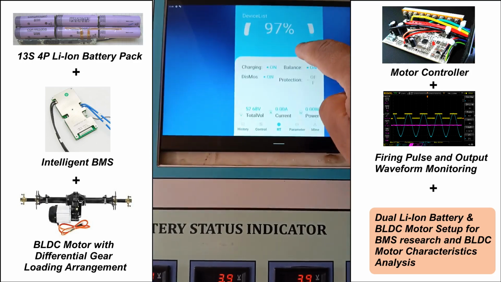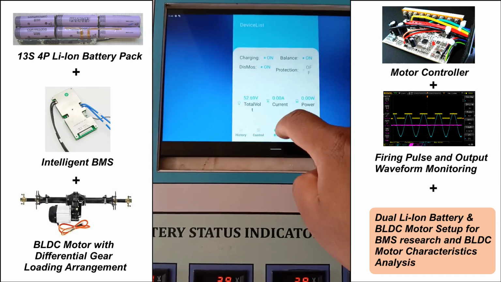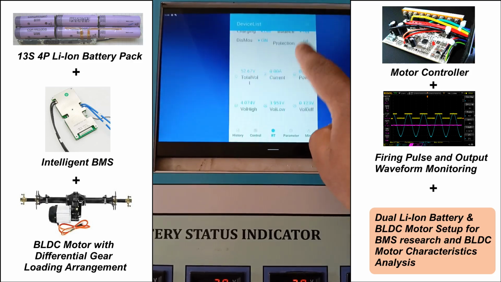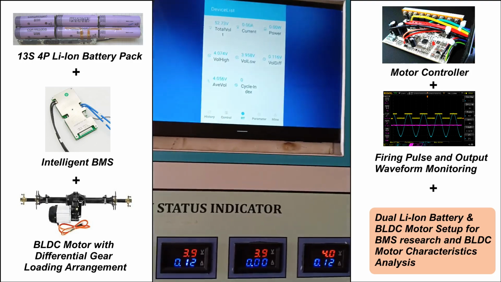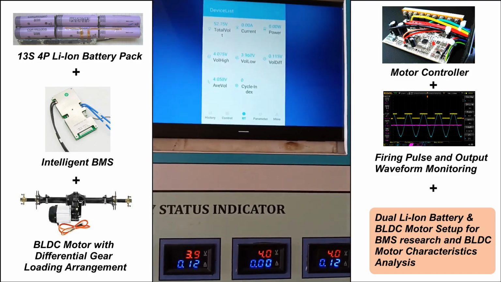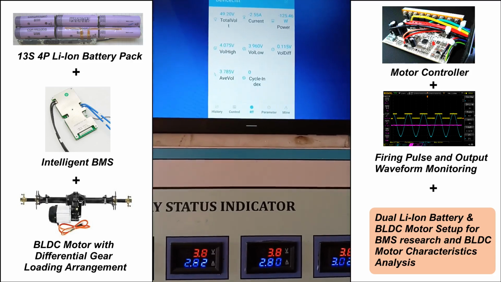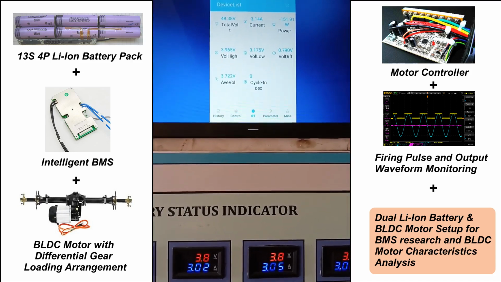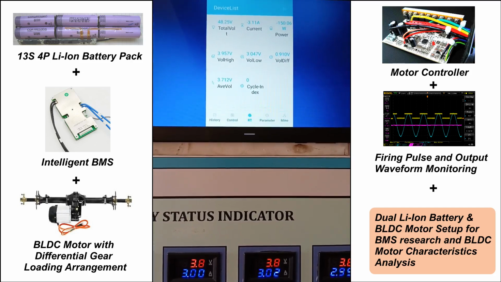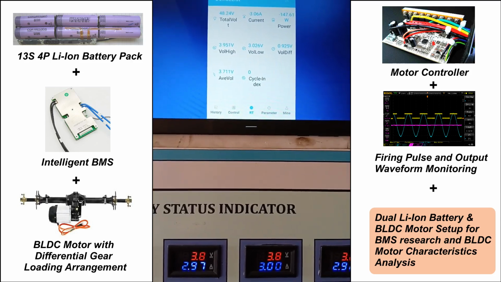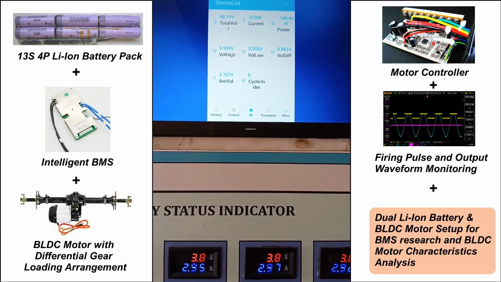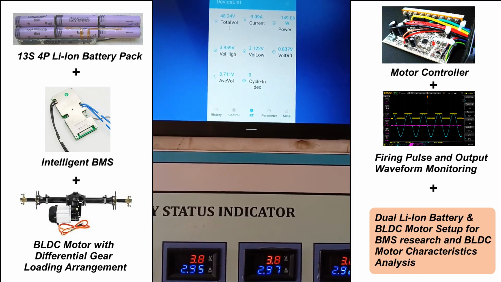The charge balance is on, the discharge MOSFET is on, that is this MOS. The total voltage is now 52.67. Again it has gone to 52.7 because I have stopped the motor. If I start the motor again, we will see the dip in the voltage. As you can see, the current is now 3 amperes. The power is around 150 watts and the total voltage is now reduced to 48.19 volt.